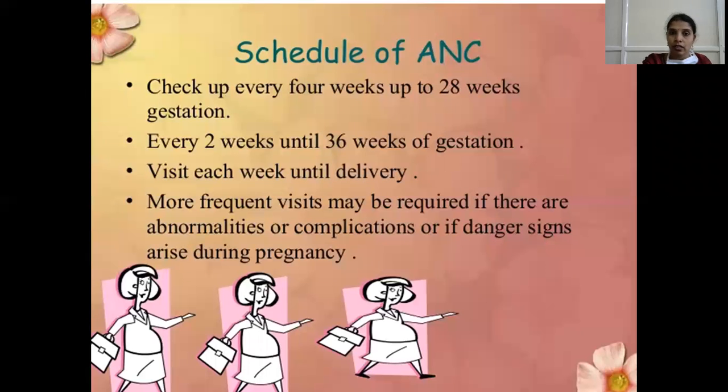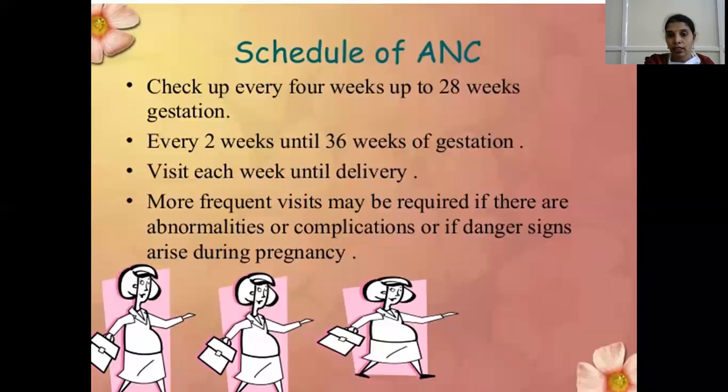But in general, in our antenatal clinics, the schedule of antenatal visits is once a month up to 28 weeks, that means up to the second trimester. In the first and second trimester, we have to see the patient once a month. Every month, the patient has to come to us and take the checkup. After 28 weeks, that means in the third trimester, up to 36 weeks of gestation, every 2 weeks. After 36 weeks until delivery, every week.